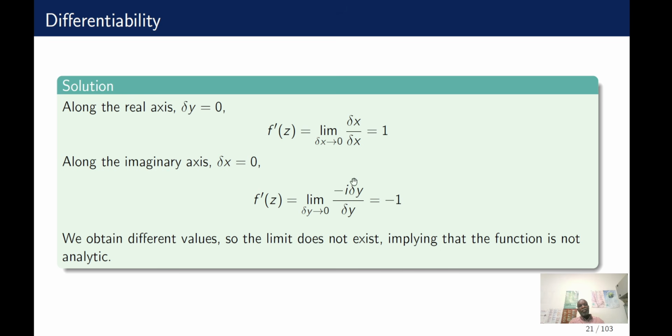If you look at what we had, this one, it changed its sign. So it is going to be minus 1. So we obtain different values in this case. So the limit does not exist. So it implies that if the limit does not exist, the definition of a derivative is that the limit should exist, and the value of that limit is the derivative. So it implies that the function is not analytic.